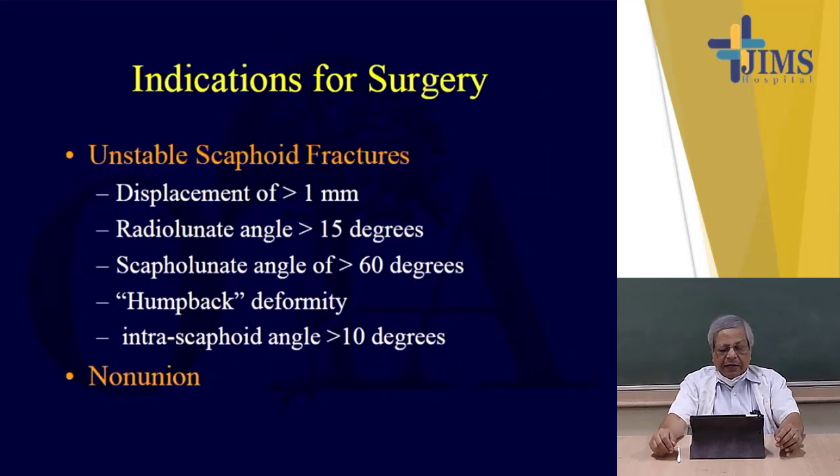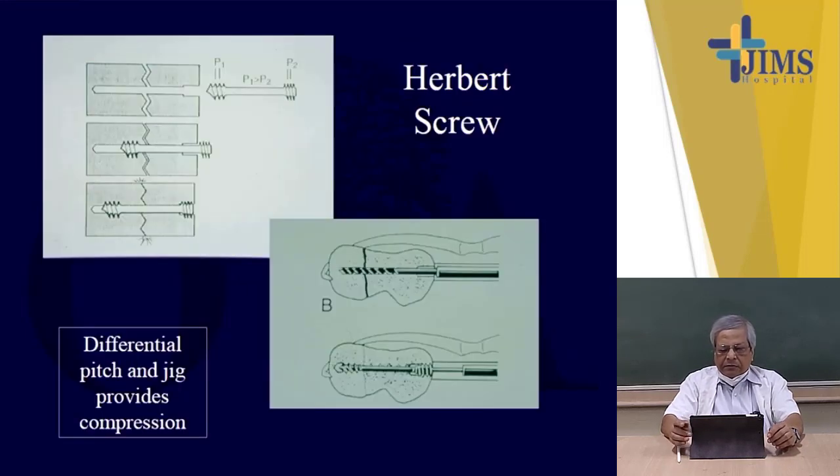What are the definitive indications for surgery? If the displacement is more than 1 millimeter, or there are some deformities at the scaphoid, humpback deformity, then these are indications for surgery. And some scaphoid fractures fail to heal, they end up in non-union. Definitely those symptomatic non-unions are to be treated by surgery. Typically, scaphoid fractures are internally fixed by Herbert screws.